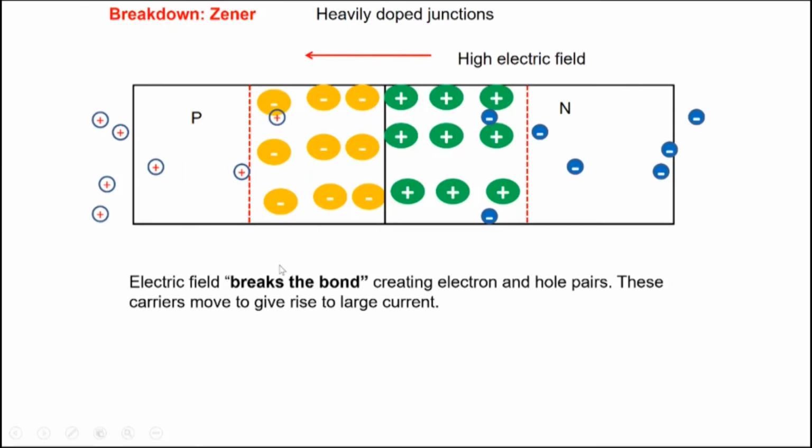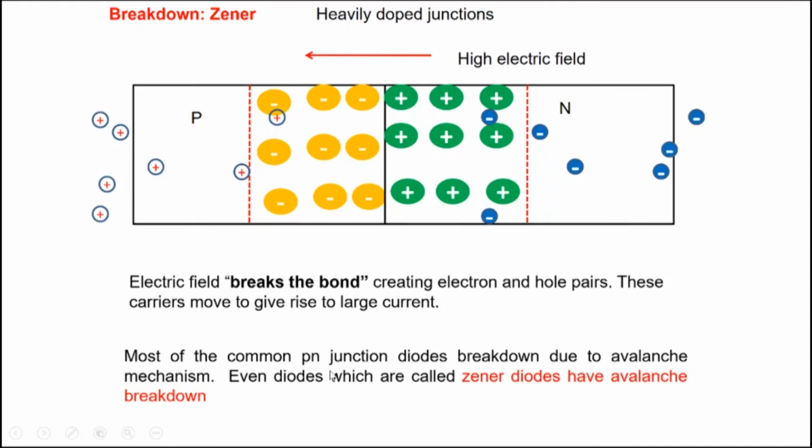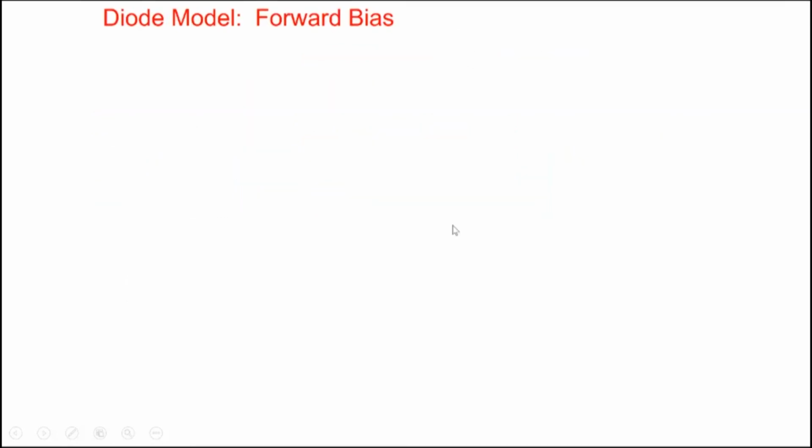These are again very simple pictures to illustrate what may be happening inside the junction here. So most of the common PN junction diodes that you will encounter will break down due to the avalanche mechanism. All right, so let's stop here.